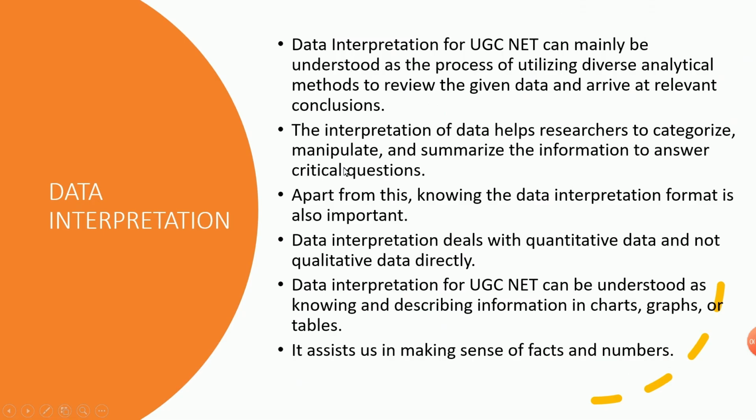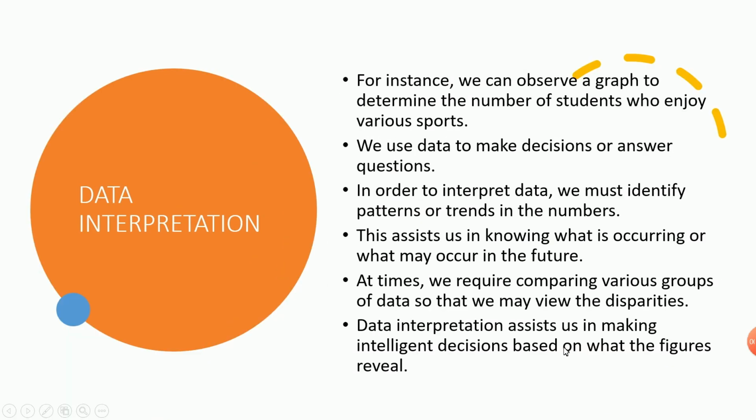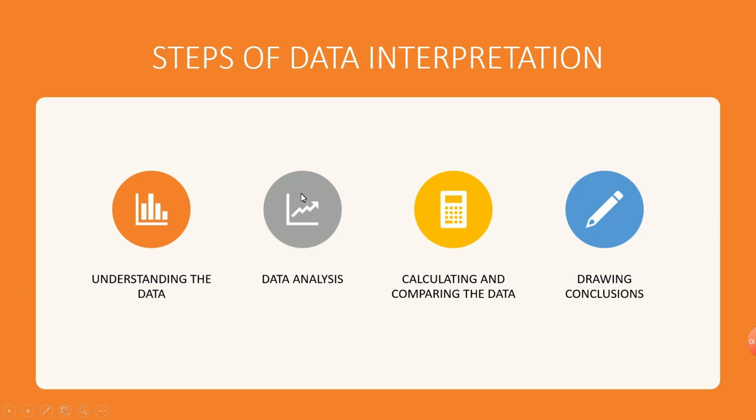Now data interpretation. I have kept the 2 slides from yesterday's class, so I'm quickly repeating. Data interpretation helps researchers to categorize, manipulate and summarize the information to answer critical questions. So we are interpreting data which we have received. That is, I am having a chart, and based on the chart, I am concluding or making a decision. So it assists us in making sense of facts and numbers. This is the same thing as yesterday.